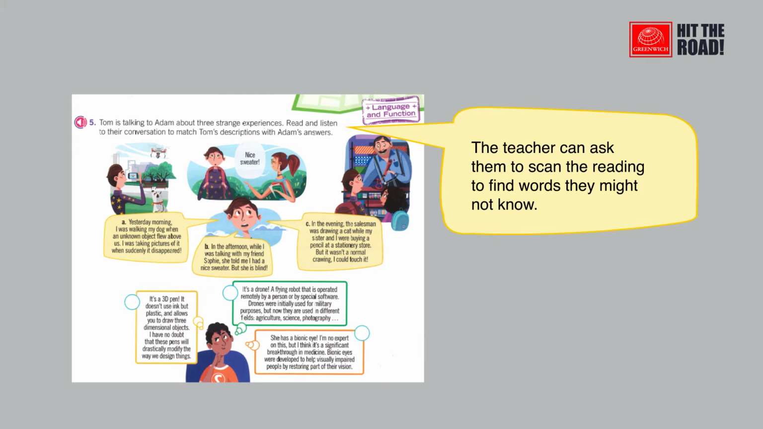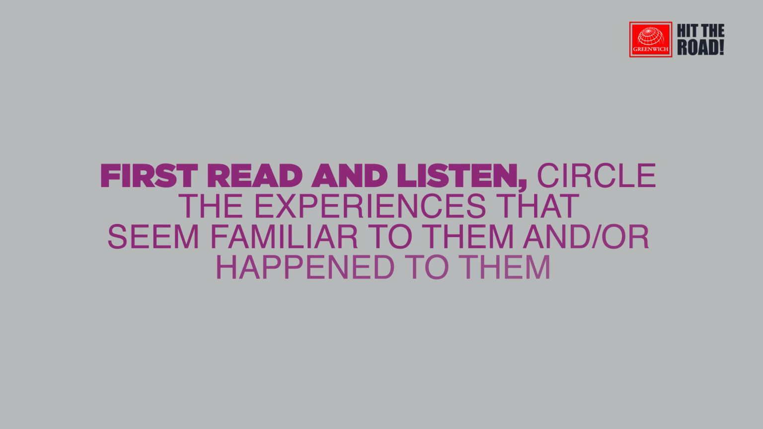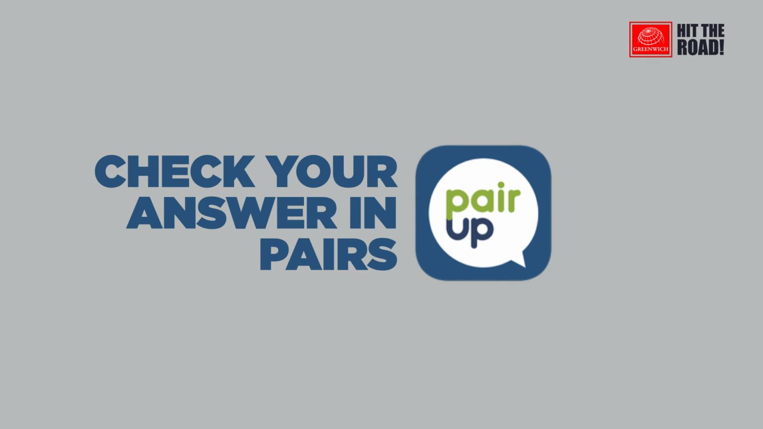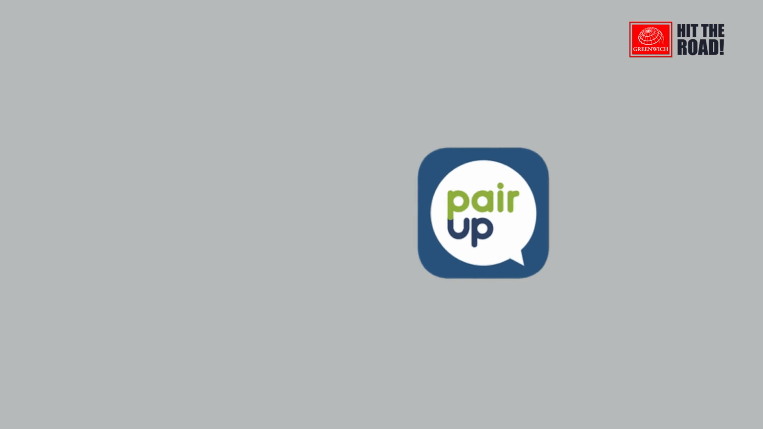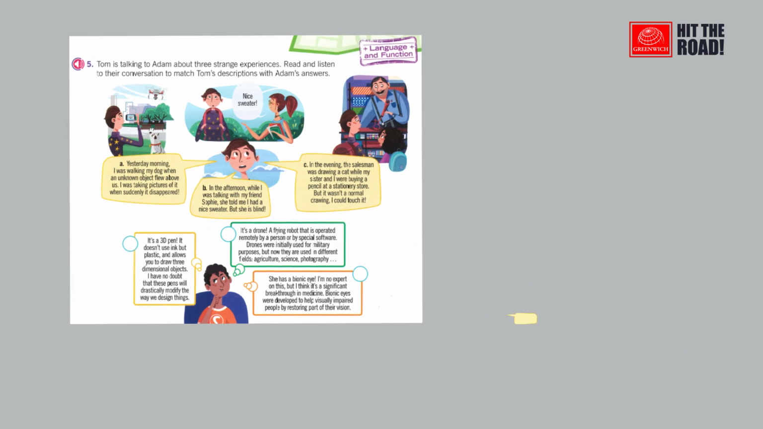To make sure this text is understandable, the teacher needs to ask the students to first read and listen. Circle the experiences that seem familiar to them or that happened to them. Then, the students would check answers with other students. Finally, the teacher asks students to read and listen again. This time, students need to focus on the book's tasks and focus on matching Tom's descriptions with Adam's answers, and then asking them to check their answers in pairs.